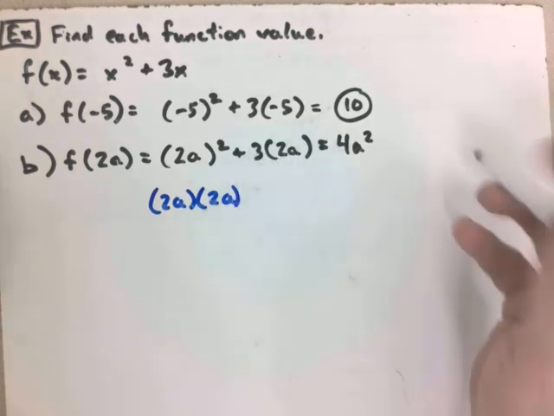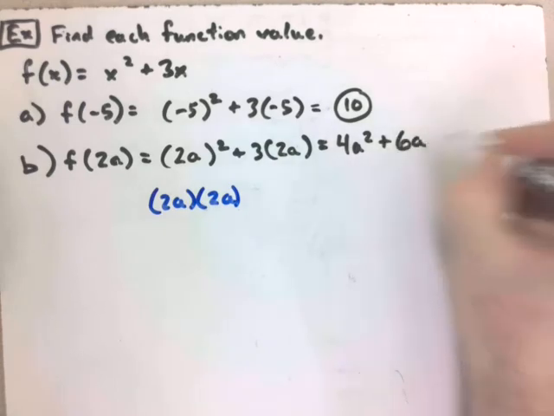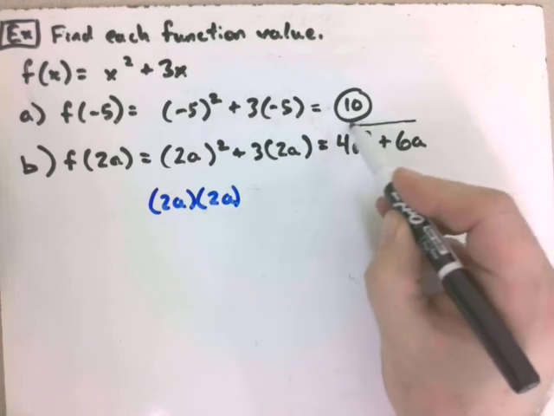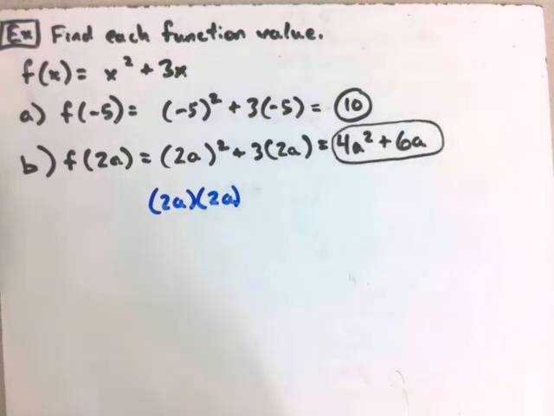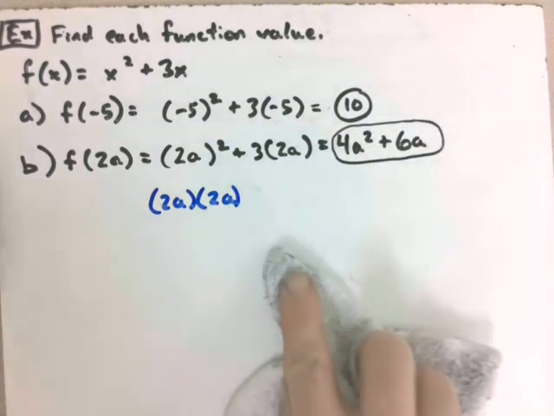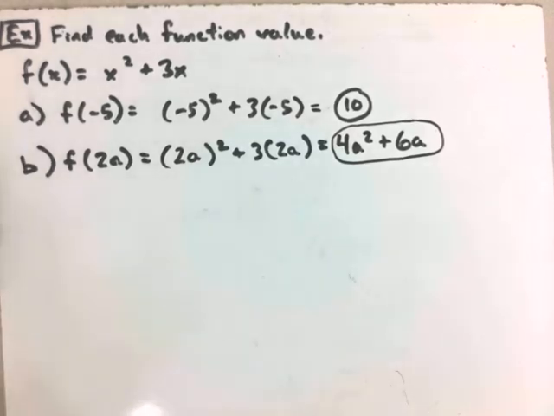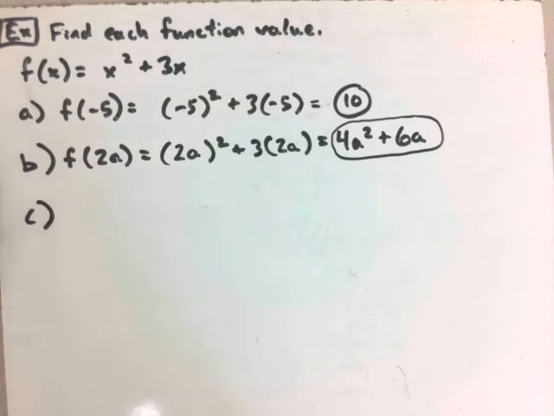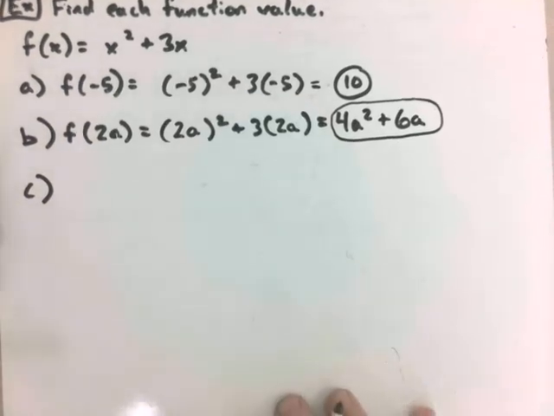3 times 2a gives us 6a. These are not like terms, so we cannot simplify them anymore. Again, we want to find the function value. When we do that, we are going to be getting rid of the parentheses and combining any like terms when we finish that problem up.